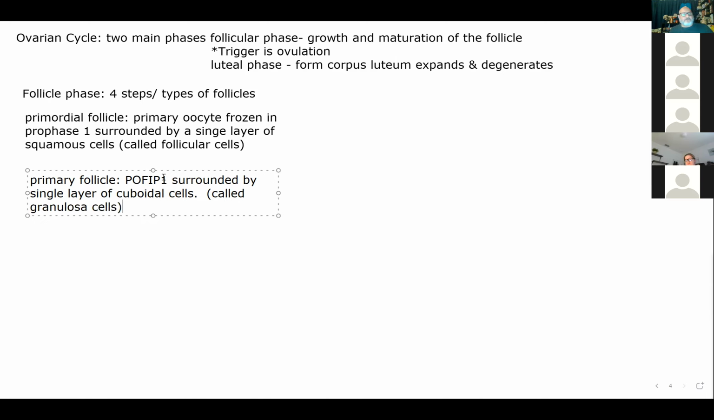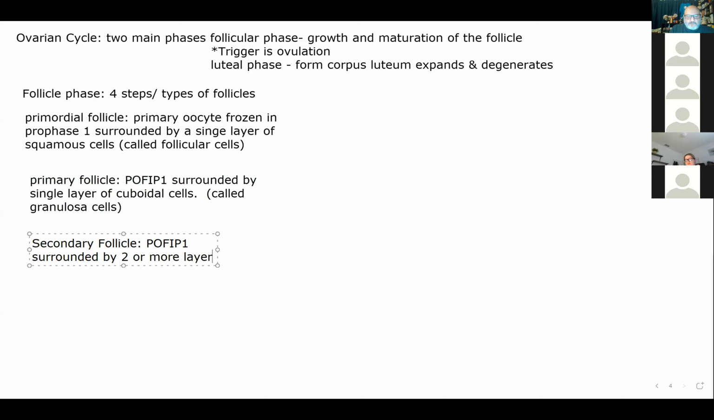Excellent. What's the next type of follicle? Secondary. And this also has the same oocyte, but this time it's surrounded by like 2 more layers of cuboidal cells. All right. Excellent.